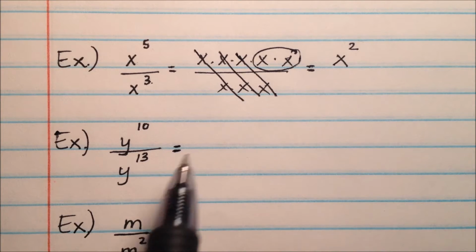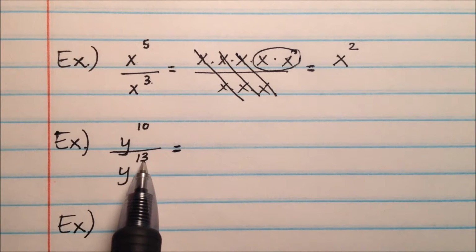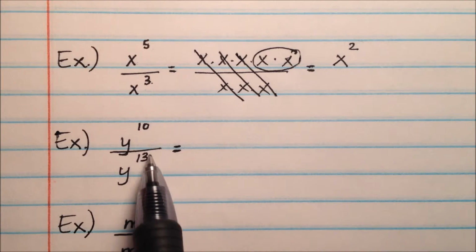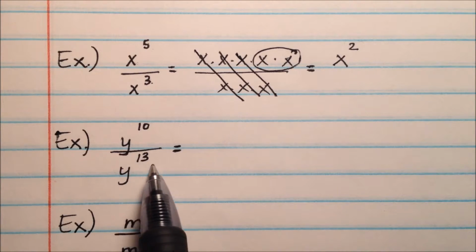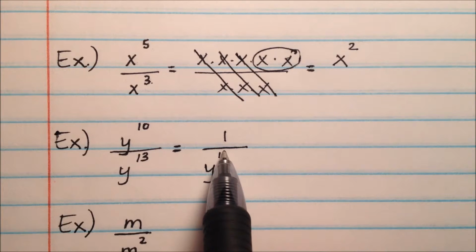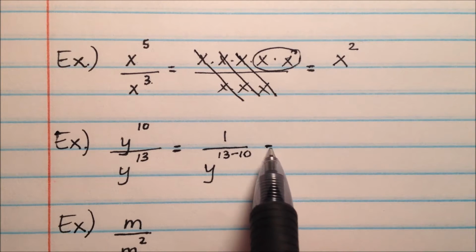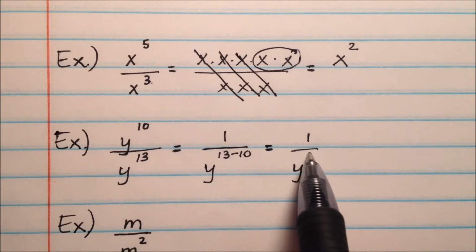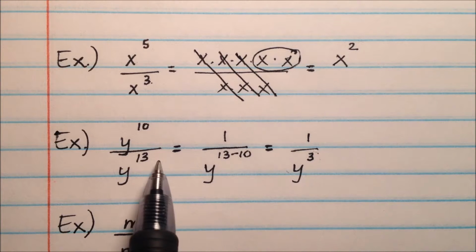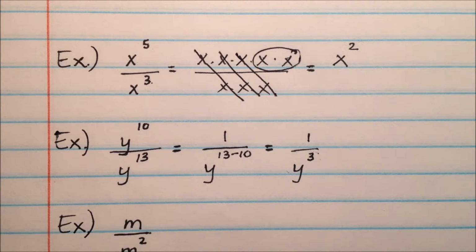In the next example, however, I have y to the 10th over y to the 13th. These exponents are much too large. I don't want to write out 10 y's on the top and 13 y's on the bottom and start canceling stuff. That seems pretty tedious. So instead, I notice that 10 is smaller than 13, which means the denominator's exponent is bigger. So I'm going to say 1 over y to the 13 minus 10 power, and that's going to give me 1 over y cubed. And again, I know that my exponent's going to be on the bottom because my denominator's exponent was bigger than my numerator's exponent.